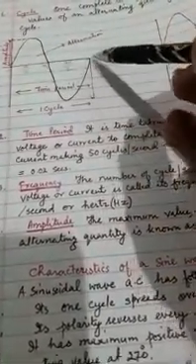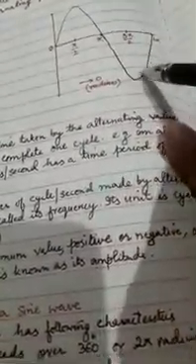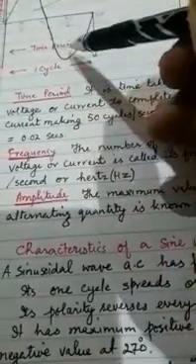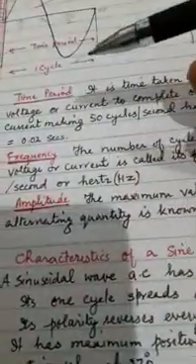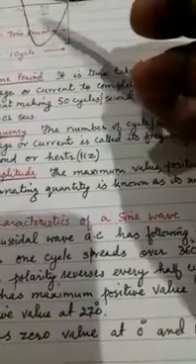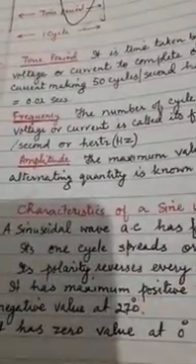This is a complete cycle. Then again it will go like this and this. That's why we are telling that its polarity reverses after every cycle. It's positive cycle, it's negative cycle. It reverses its polarity at every cycle. This was the second characteristic of sinusoidal wave or sine wave.